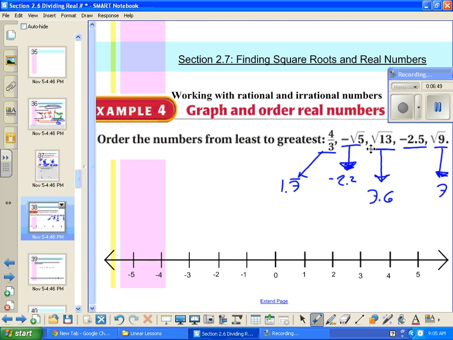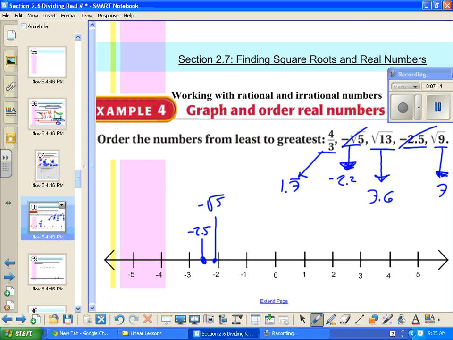Looks like my lowest one's actually going to be negative 2.5, so that's going to be right about here. So negative 2.5 is going to land right there. Done with that one. Negative 2.2. That's going to be right about here. I'm just going to make it a little higher here. And actually I should probably put what this really was, negative square root of 5 is what they gave me in the problem. So that's what I'm going to put on my number line. Good, I got my 2 negatives out of the way.